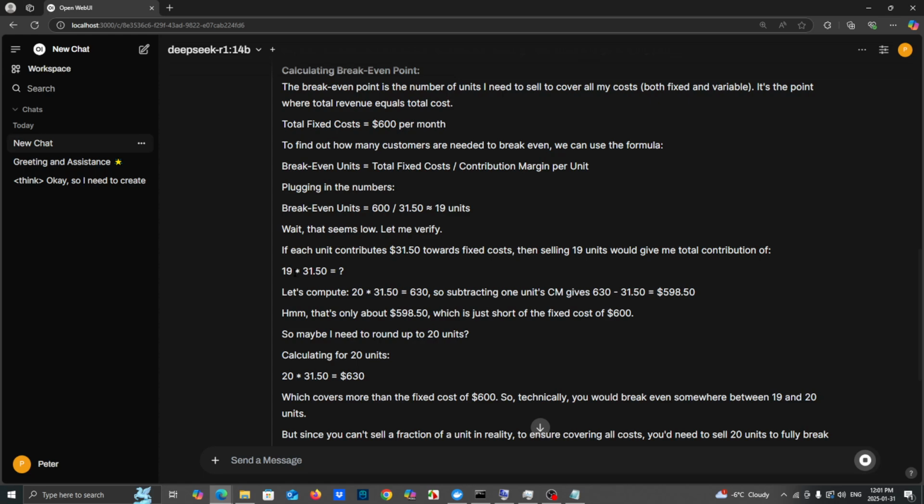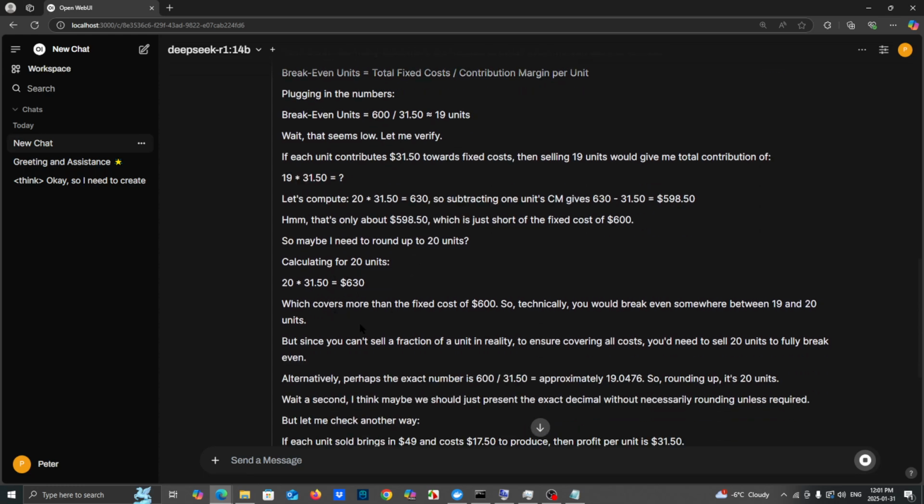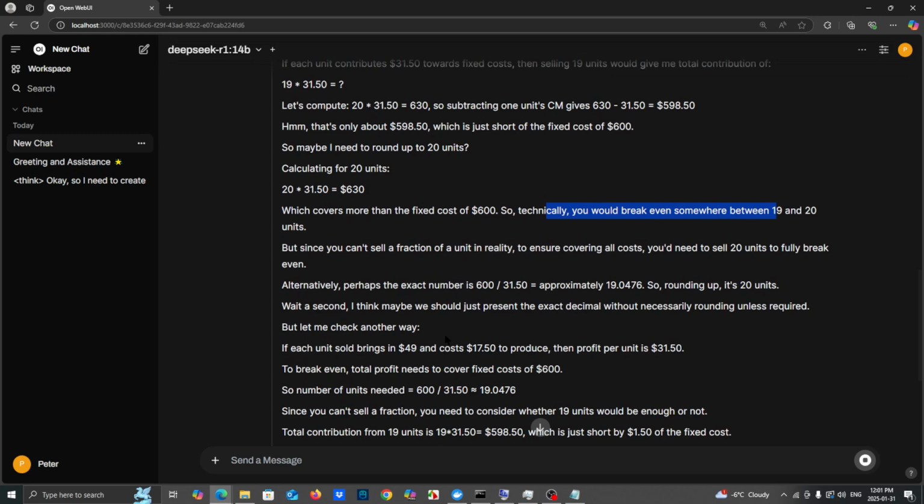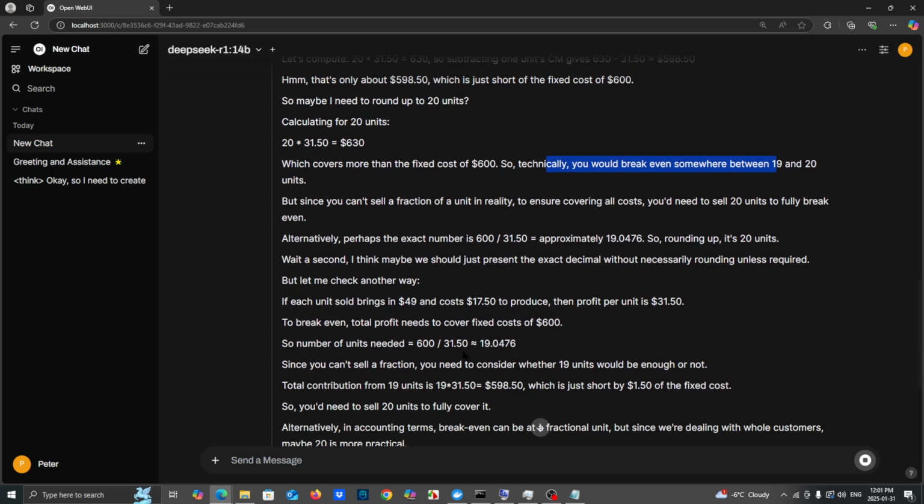This is what I used to do in college when I did mathematics. So 19 times 31.50, it doesn't cover. So it is correct that it has to round the 19 units to 20 units. And then it's doing the verification. So here, this is very good. You would break even between blah, blah, blah, but it's not necessary. The right answer is 20 units because here it's going into too much detail. So it is checking another way. Okay, I think it's doing a good job.